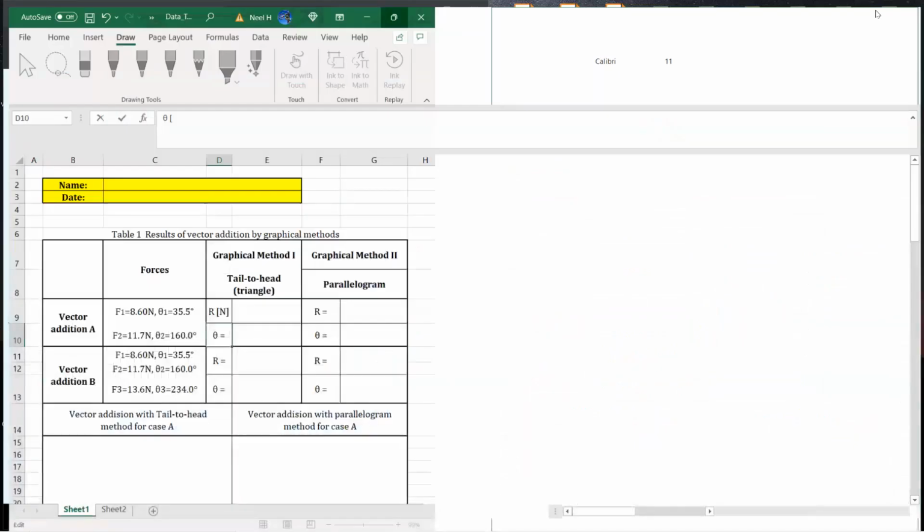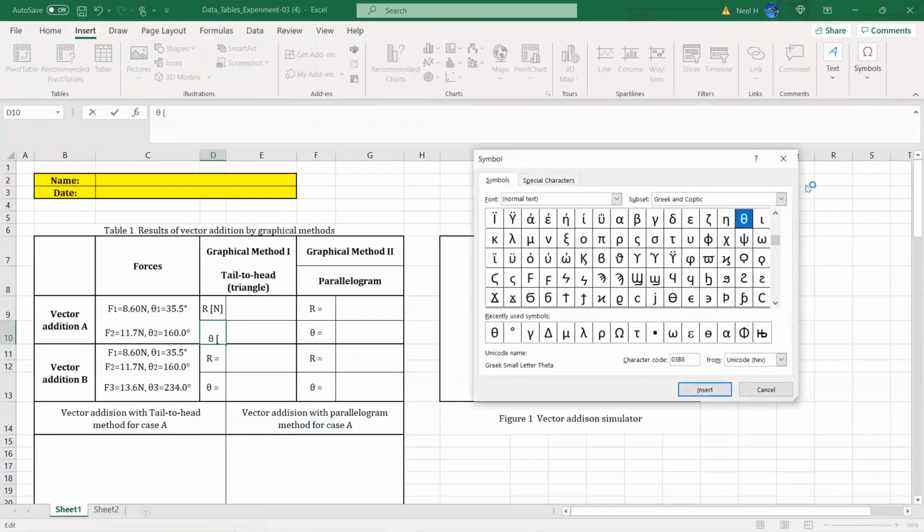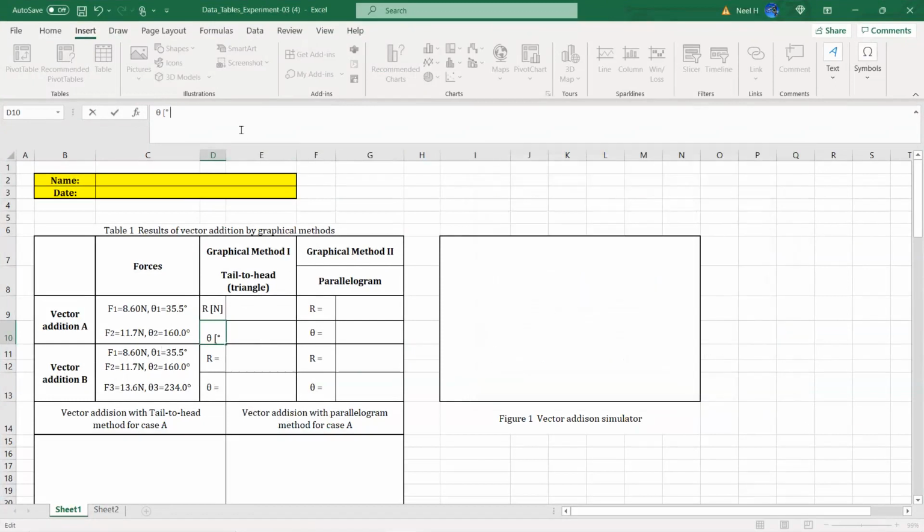For the degree sign, you have to go to insert, symbols, click the symbols again. Then you can find the degree sign. Maybe you need to take a look at fonts, symbols again. Click the down arrow on the fonts and then select the symbols, then you should be able to find that. So that degree sign should be included here, okay? All right. So all of the rest should be the same.